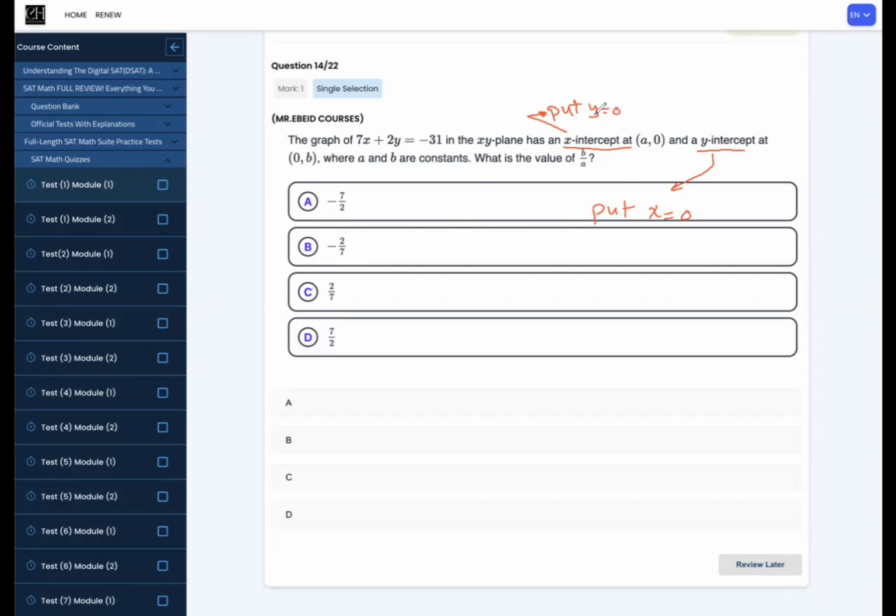To find the x-intercept, just put y equals 0. So 7 times x plus 2 times 0 equals negative 31. It means x equals negative 31 over 7. This is the value of x, or the value of a. To find the value of b, put x equals 0. So 7 times 0, which is 0, plus 2y. So 2y equals negative 31, then divide both sides by 2. So y equals negative 31 divided by 2. This is b. We want to find b over a. Be careful. We want to find the second one divided by the first one. We can use the calculator to save time.